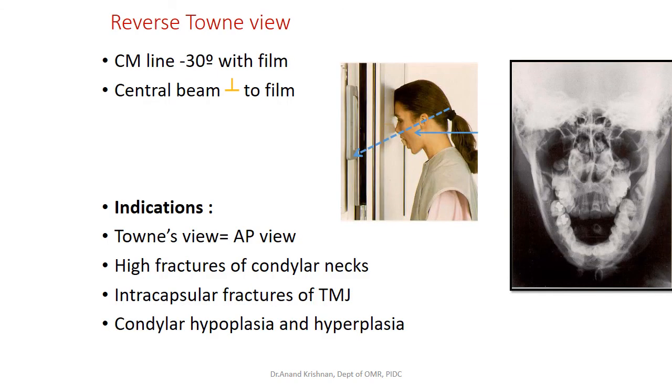Then we have a reverse Towne's view, where instead of the patient looking up, the patient will look down, and this is especially useful if you want to assess the high fractures of the condylar necks, the intracapsular fractures of TMJ, and condylar hypoplasia and hyperplasia. And here the canthomeatal line is at a negative 30 with the film, and the central beam is perpendicular to that of the film.